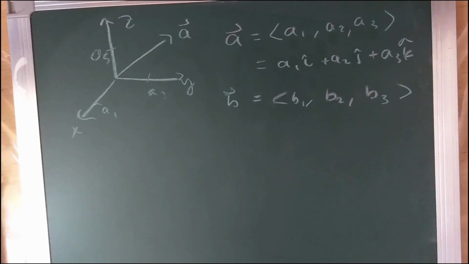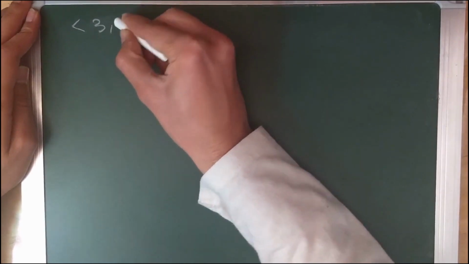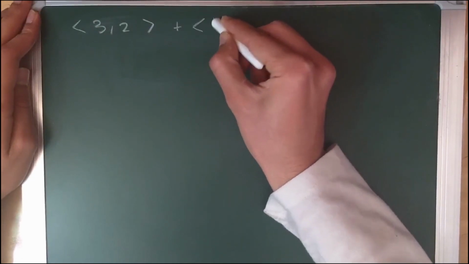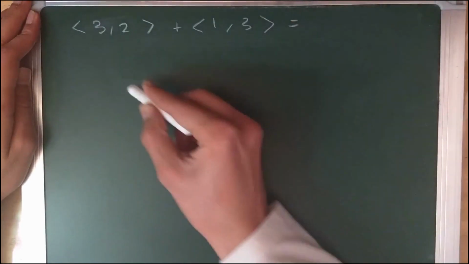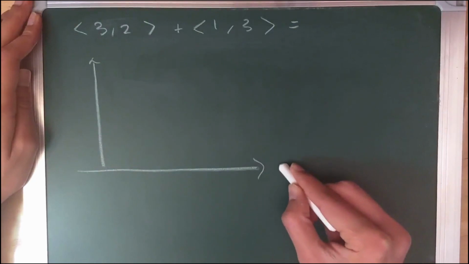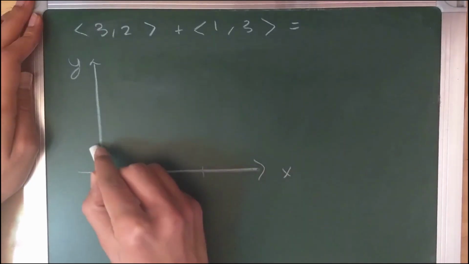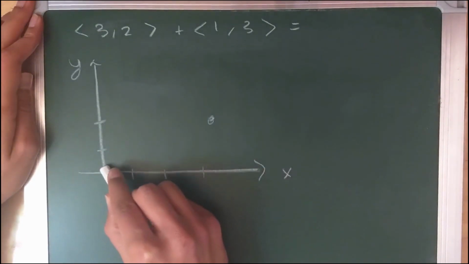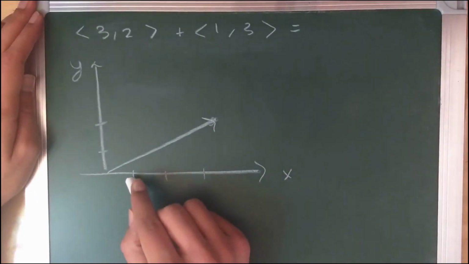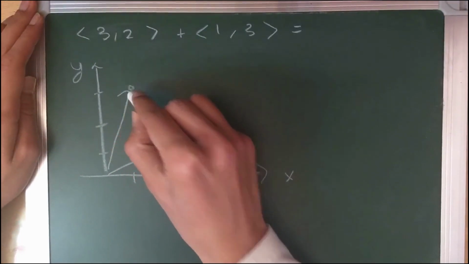This is best illustrated by example, so let's do a few of those. Okay, so here's our first example. We'll work in this bracket notation. Okay, 3, 2 plus 1, 3. And I'll draw it this time because we're only in 2 dimensions. So here's my x-axis, here's my y-axis, and my vector 3, 2. That's 3 on x and 2 on y. And my vector 1, 3, that's 1 on x and 3 on y. So it goes something like this.